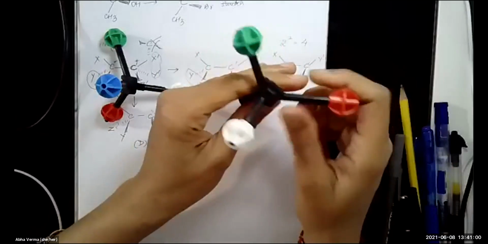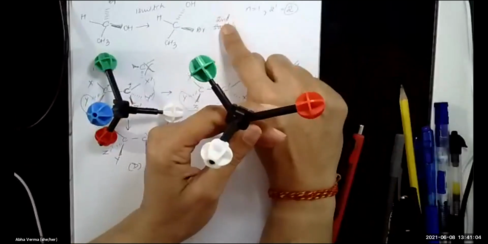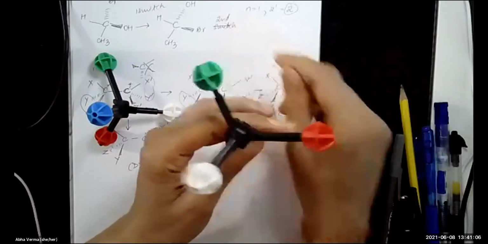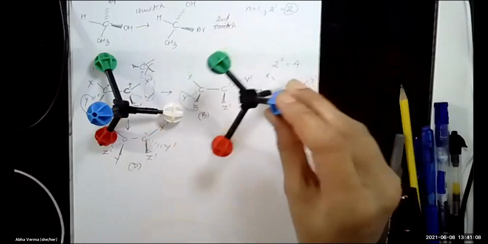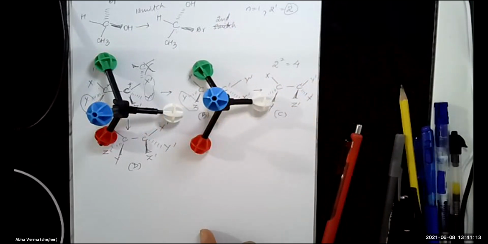And this is random, right? Randomly, Salome has decided that I switch one more pair of groups. So we made our first switch and now we are making our second switch. When we make our second switch, we will generate our original molecule.